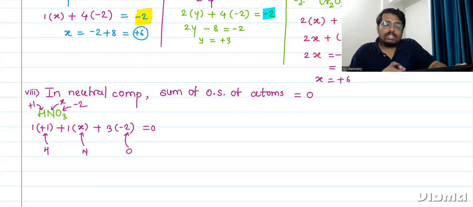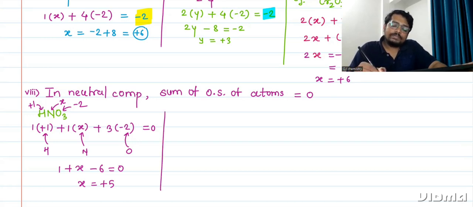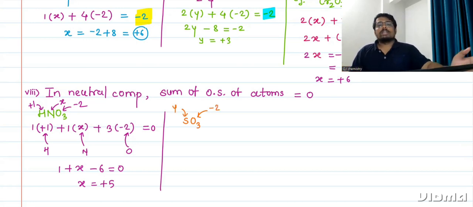So if we substitute all these values, let us calculate now. So what is the value? 1 plus x minus 6 is equal to 0. So x is equal to +5. The oxidation state of nitrogen in nitric acid is equal to +5. Next example, sulfur trioxide. In sulfur trioxide, the oxidation state of oxygen is -2, and for sulfur, let us consider the oxidation state to be X.